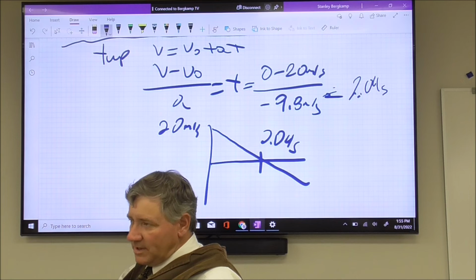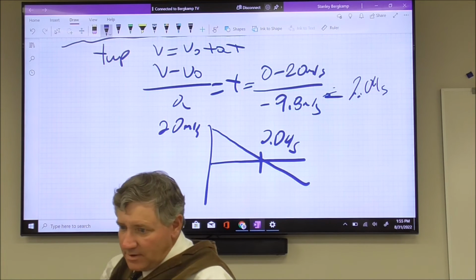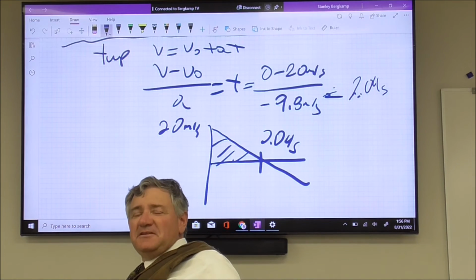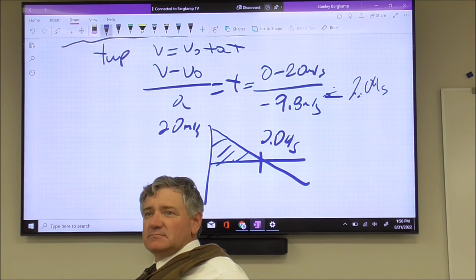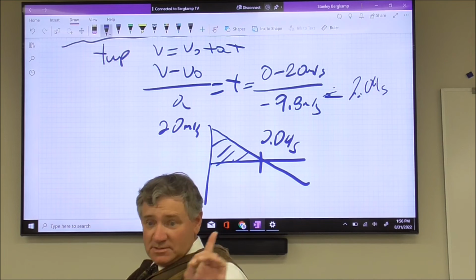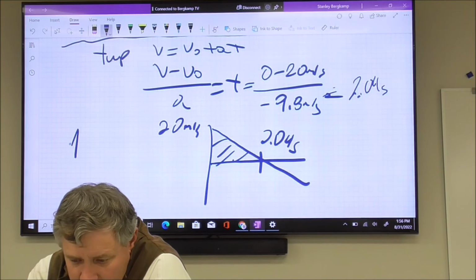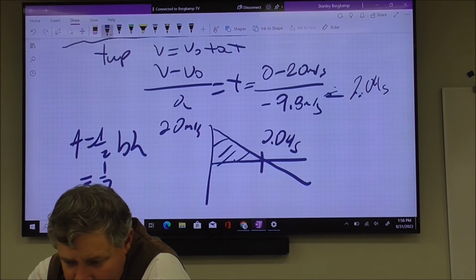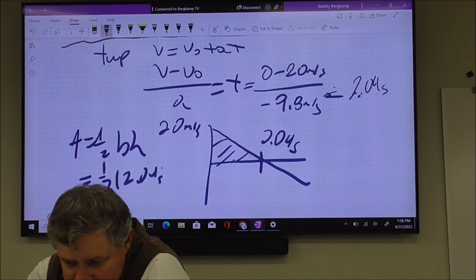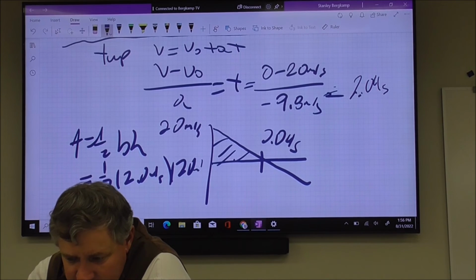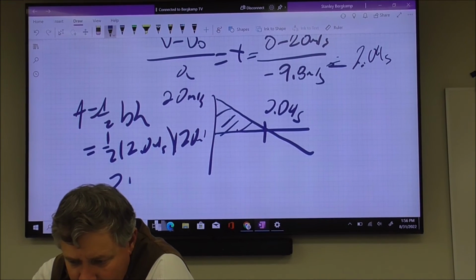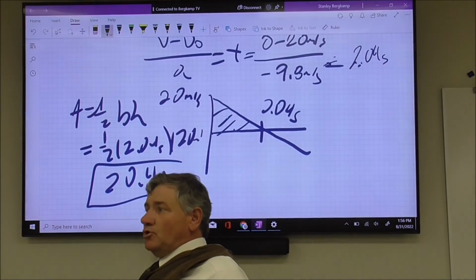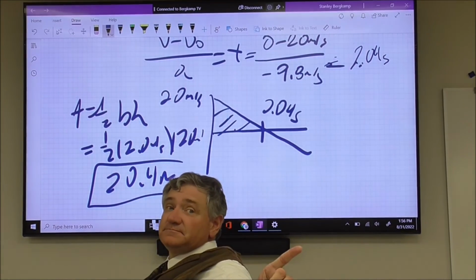Yes. What would I do? Find the area underneath this triangle. Right? Oh, I'm the president of the area club. This is in my wheelhouse, okay? Now, if you like this, you can do this. You can go, oh, area equals 1/2 base times height. So I got 1/2 times 2.04 seconds times 20 meters per second, and you're gonna get 20.4 meters. It's cool. What's the disadvantage?